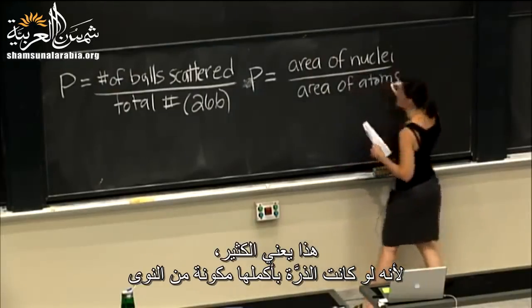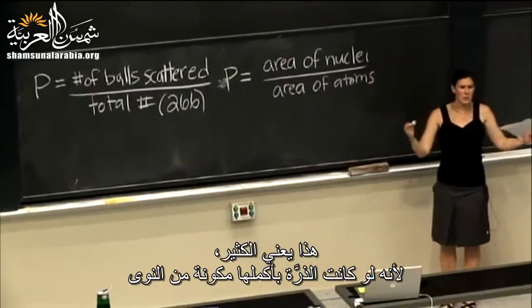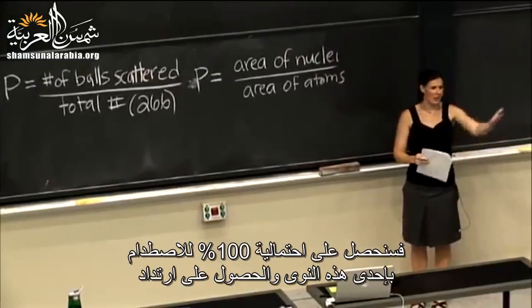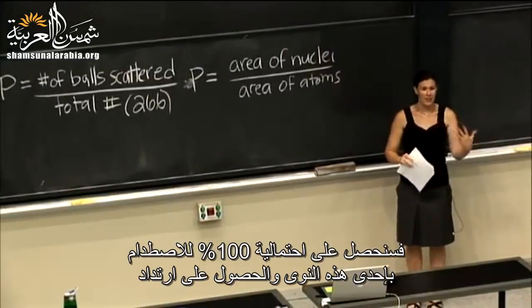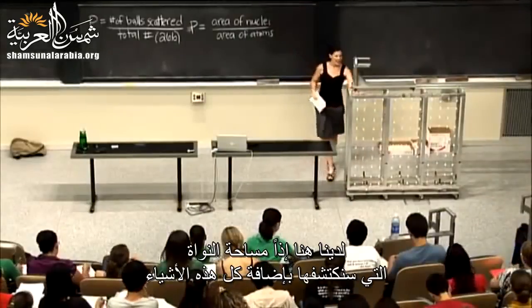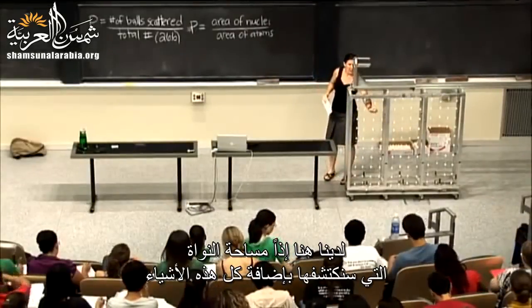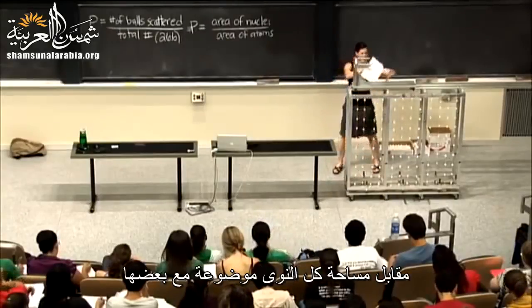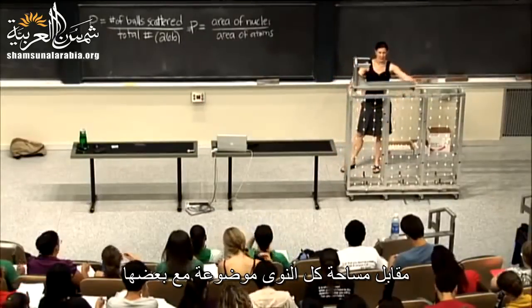Right, this makes a lot of sense, because if the entire atom was made up of nuclei, then we would have a 100% probability of hitting one of these nuclei and having things bounce back. So here we have the area of the nuclei, which we'll figure out by adding those all together, versus the space of all of the atoms put together.